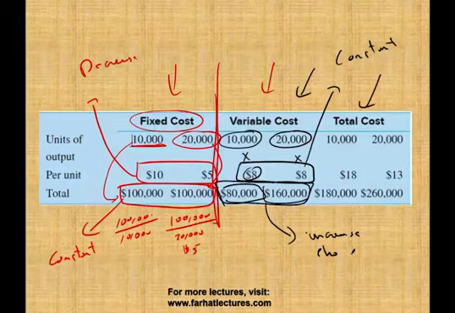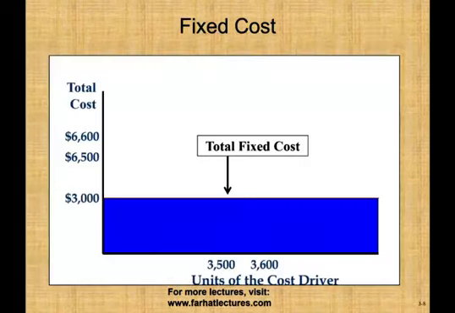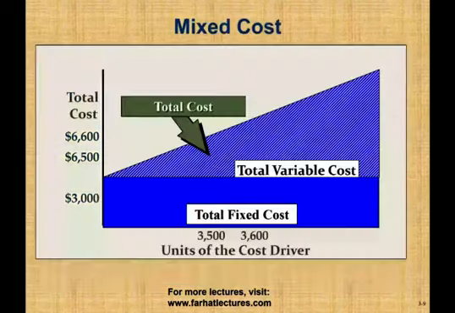And this is the total cost, which is fixed plus variable. And this is another graph of fixed cost. Basically, in this example, if I produce 0 units, I still have to pay $3,000. This is a mixed cost. As I produce more units, I have more cost.